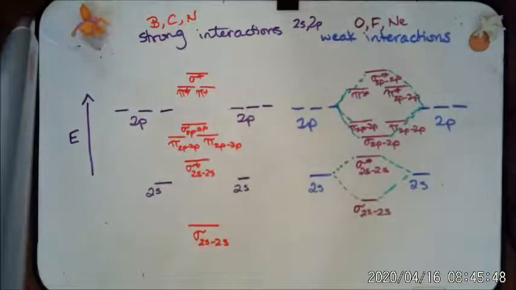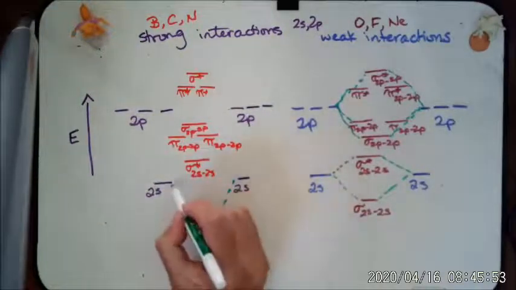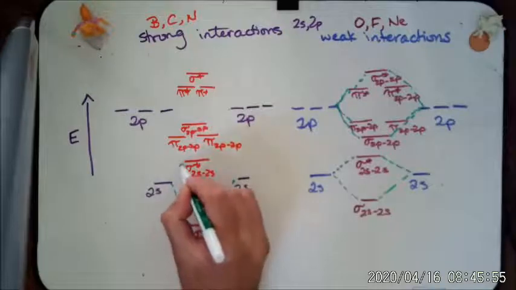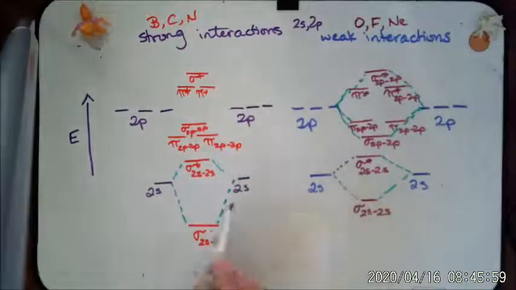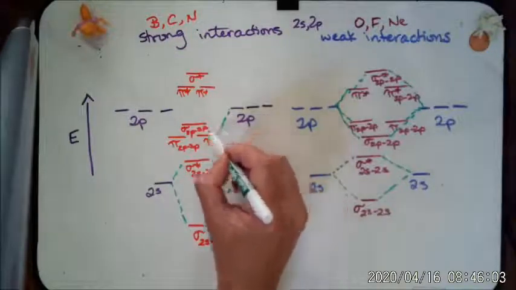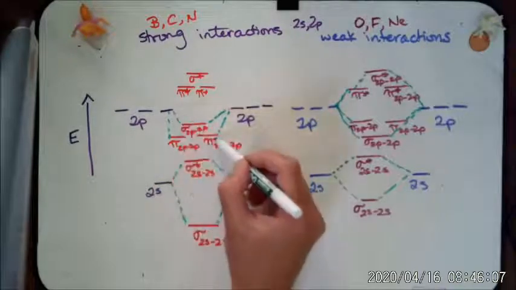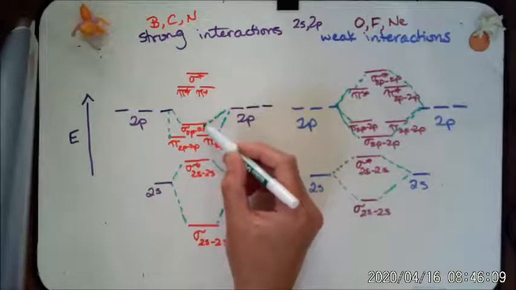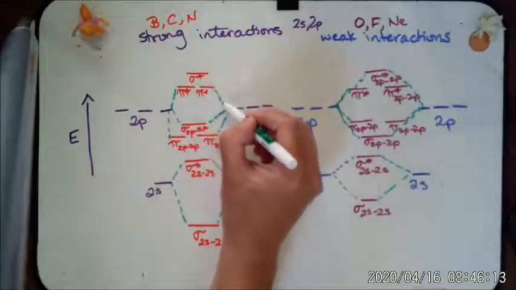So, let me go ahead and draw my dashed lines. And you can see this is no longer, well, symmetrical. This has become more stable. Likewise, the amount it's dropped is the amount that my sigma 2p 2p has increased in energy.